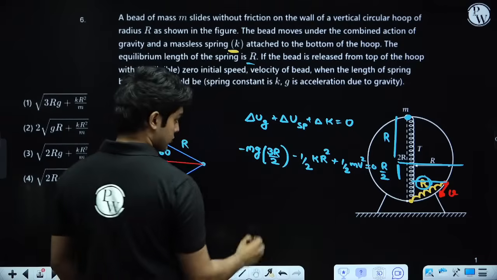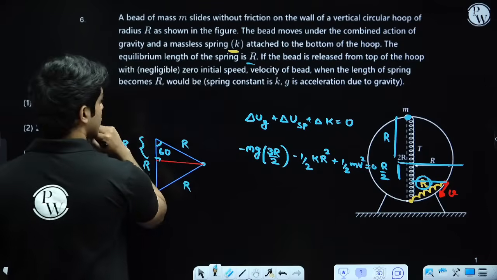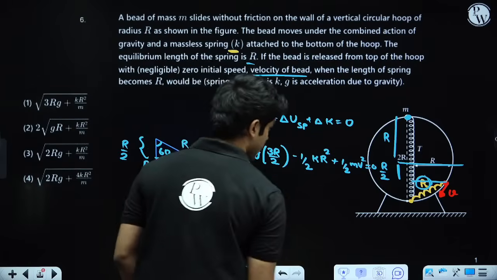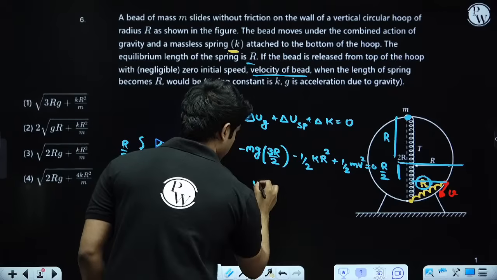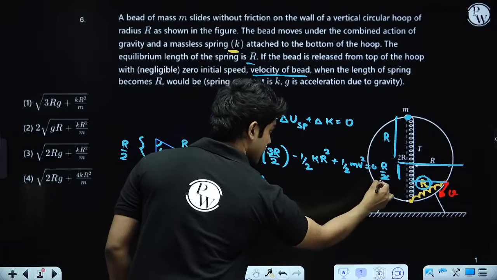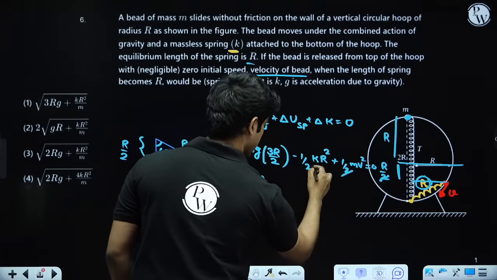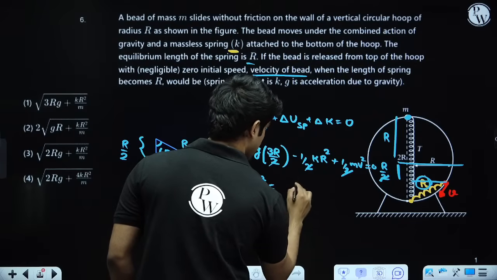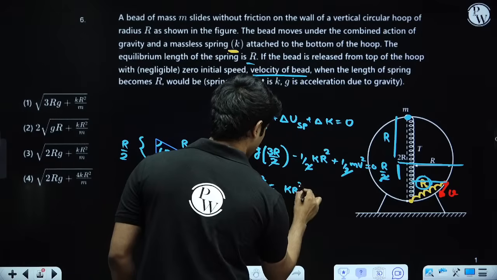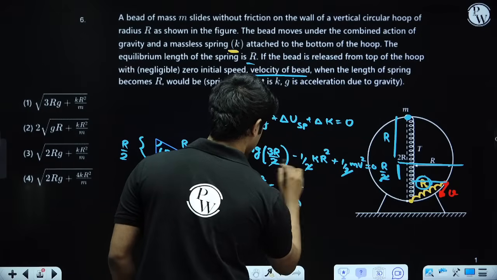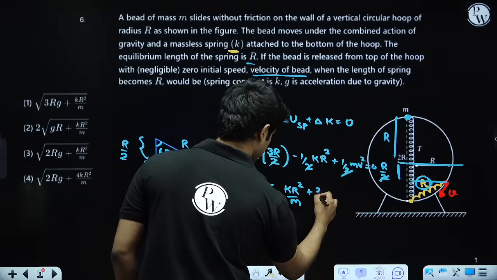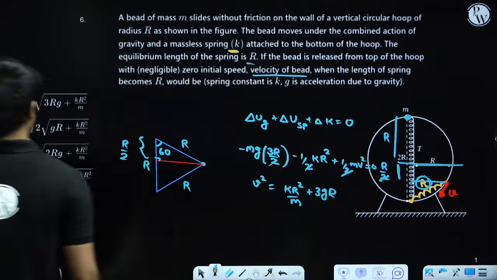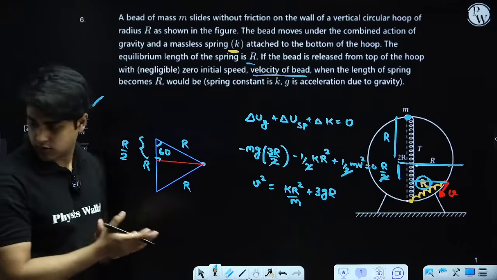So now we'll just have to solve this, okay? What are they exactly asking? The velocity of the bead, okay? So we'll need to solve for v. So 2 cancels out, and v square will be equal to k r square by m plus 3gr. Option A is the correct answer, okay?